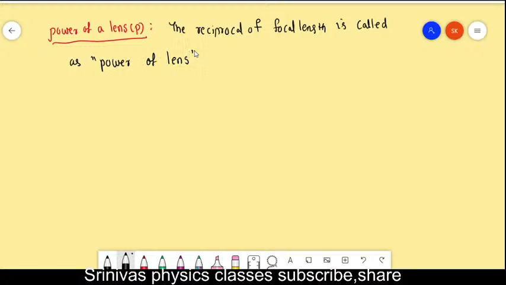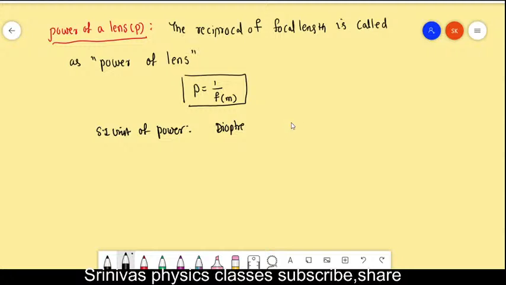Reciprocal means what? Power we write as 1 by f. Okay, but the focal length should be in meters. The SI unit of power is diopter. One diopter is equal to what we can write from the figure. P is 1, f also you should take as 1. Then 1 diopter is equal to 1 by 1 meter. If focal length is 1 meter, then power equals 1 by 1 meter, that you will get as 1 diopter.